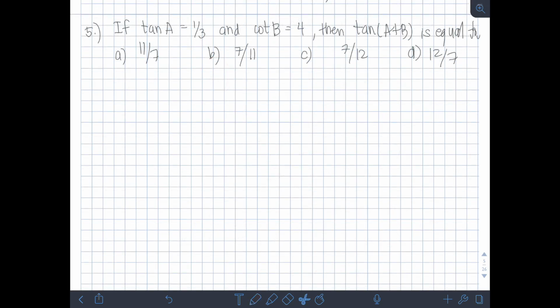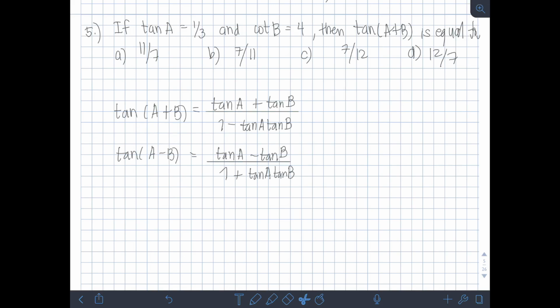Okay? Next, we have, if tan A is equal to 1/3 and cot B is equal to 4, then tan A plus B is equal to, okay, so trigo. So, apply natin dito yung sum identity for tangent. So, we have tan A plus B is equal to tan A plus tan B over 1 minus tan A tan B, and tan A minus B is equal to tan A minus tan B over 1 plus tan A tan B. So, meron na tayong tan A. Wala nga lang tayong tan B. Pero given tayo na cotangent B.